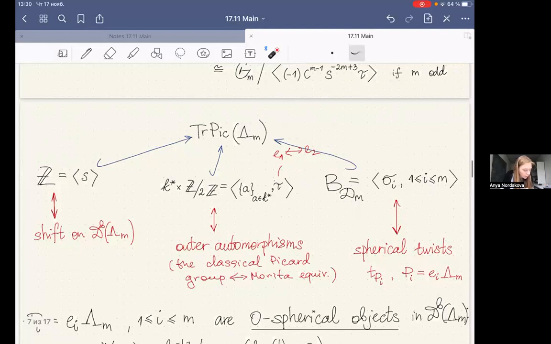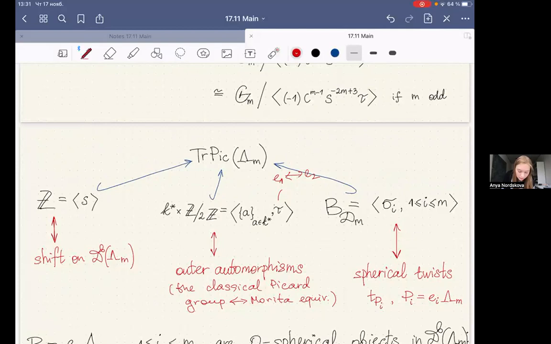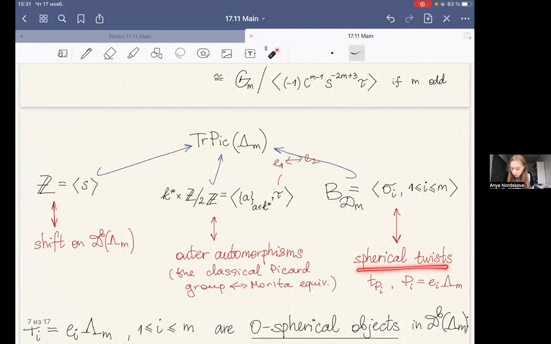And this K is actually the identity component of the group of outer automorphisms and the whole derived Picard group. And the most interesting piece is this one, which is the braid group. Let me explain where it comes from. It is generated by spherical twists along indecomposable projective modules.